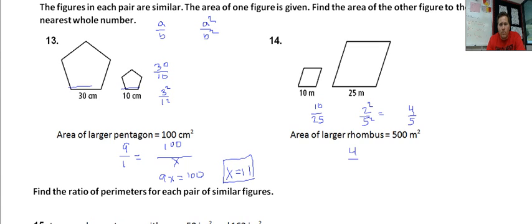So I have 4 over 25 is going to equal x over the area of the larger one. Remember, I put the smaller one on top, so the larger one is on the bottom. And then I'm just going to cross multiply. I'm going to get 25x equals 4 times 500, which is 2,000. 2,000 divided by 25 is going to equal 80. So I have 80. And then again, we found the area of the other one, so it's going to be meters squared. So this would be centimeters squared. Okay.